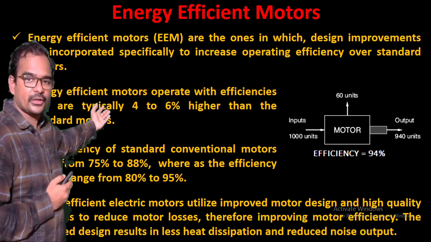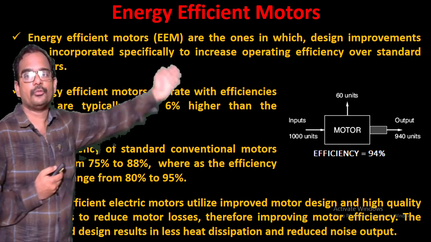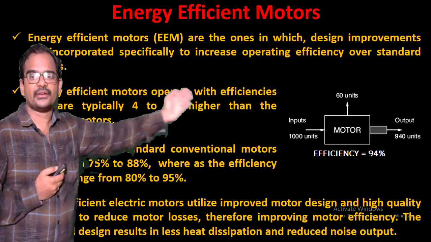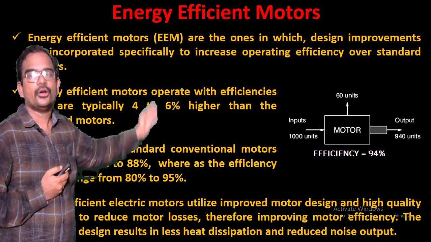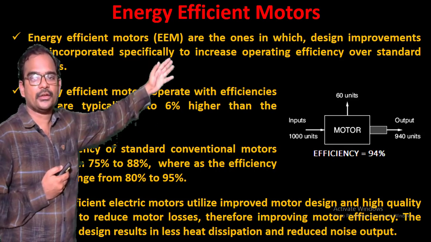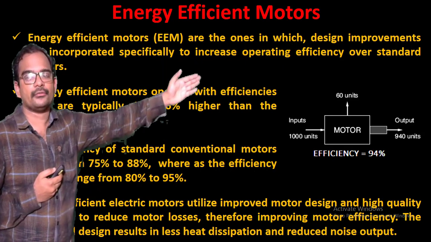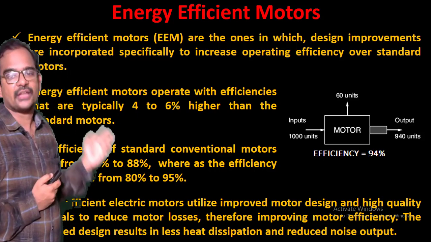You can see in the picture over here, it's an energy efficient motor. Here the input is 1000 units and the output is 940 units. And what are the losses? 1000 minus 940, which will be 60 units. So what is the efficiency now? Output by input, that is 940 units of mechanical energy by 1000 units of electrical energy into 100, which will be 94%.